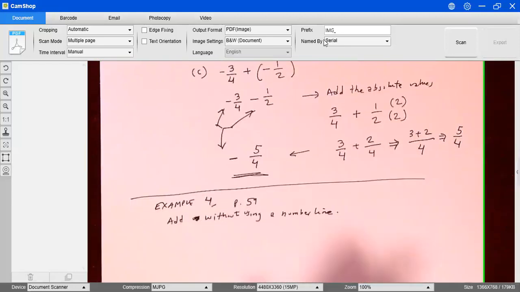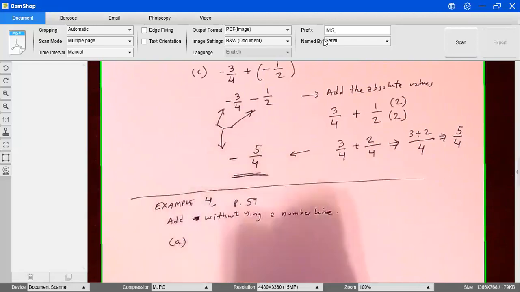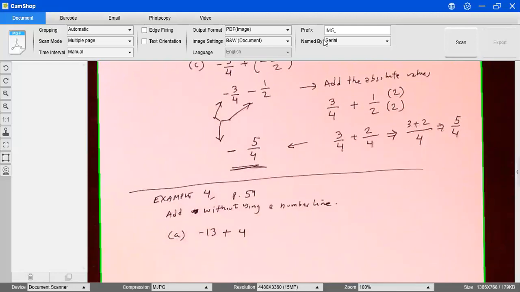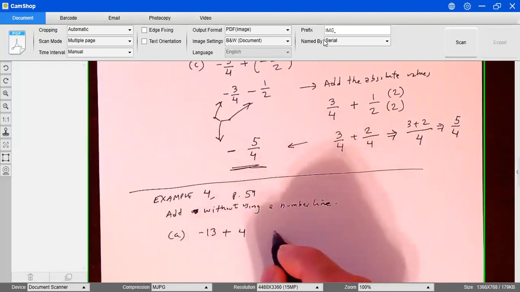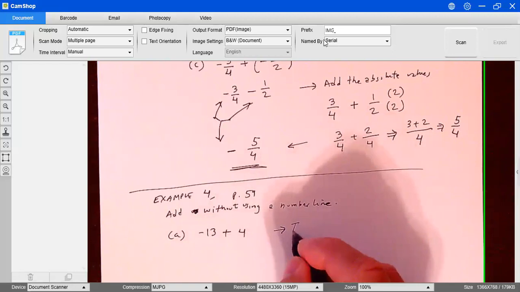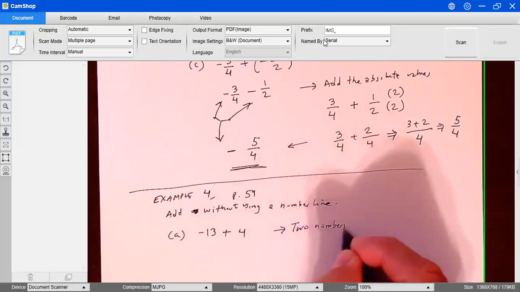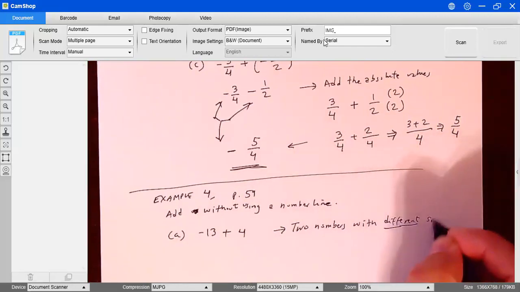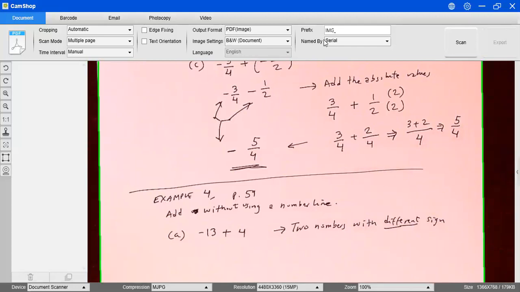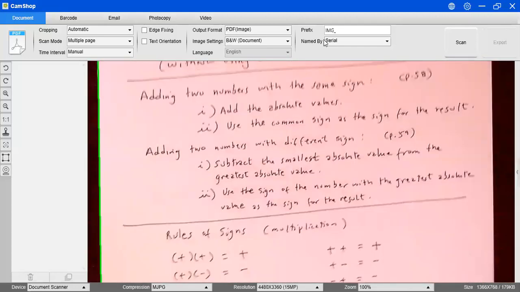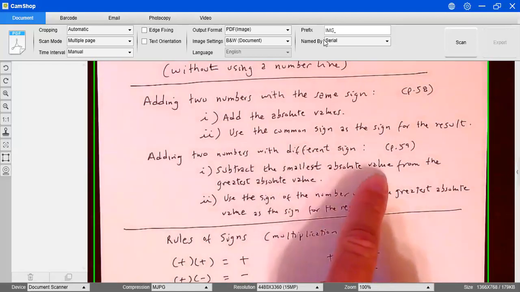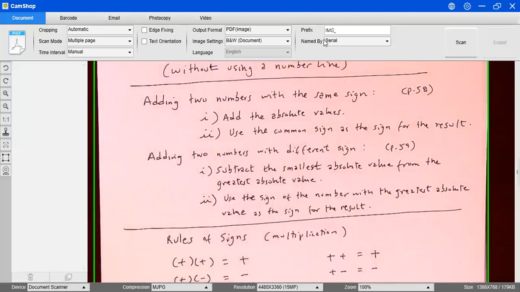Again, there are three parts to this example. The first one is negative 13 plus 4. Now we have the addition of two numbers with different sign. So what is the rule? We're going to check our previous rules. When we add two numbers with different sign, we're going to subtract the smallest absolute value from the greatest absolute value.